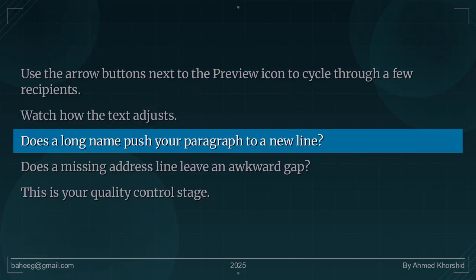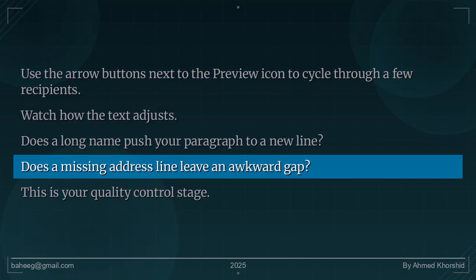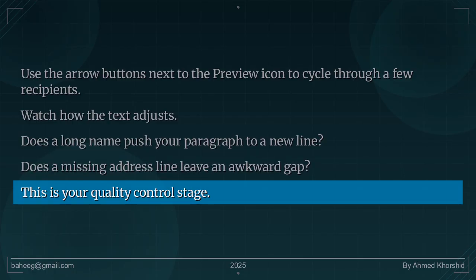Does a long name push your paragraph to a new line? Does a missing address line leave an awkward gap? This is your quality control stage.